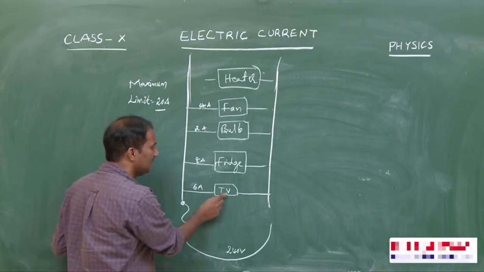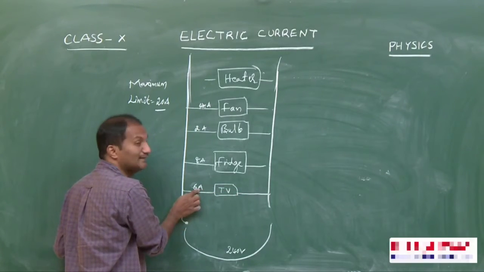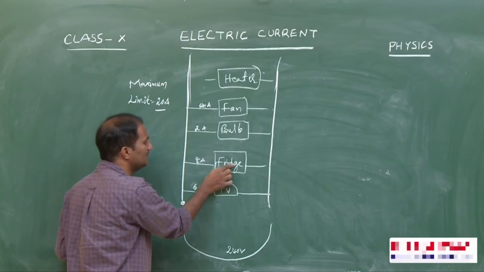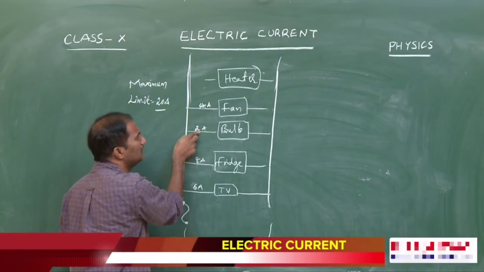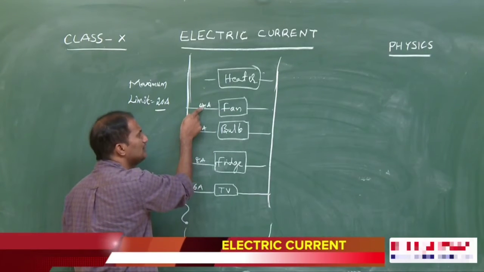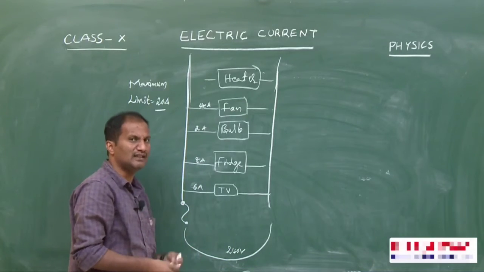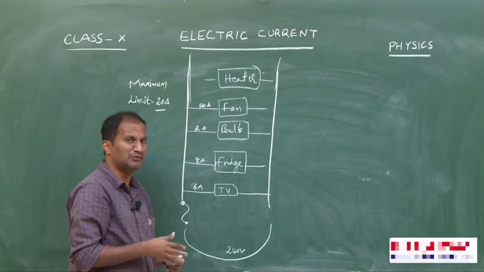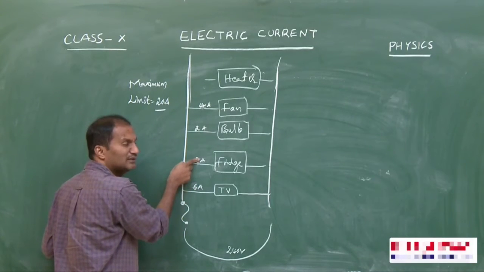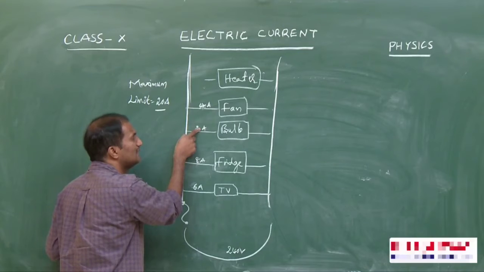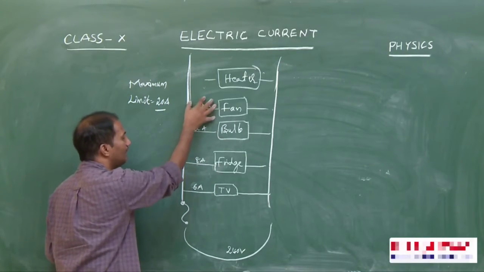Let a TV be consuming a current of 6 amps, a fridge consuming 8 amps, a bulb consuming 2 amps, and a fan consuming 4 amps. If all these are used at the same time, let us look at the amount of current drawn by them. That is 6 amp plus 8 amp, that is 14 amp, plus 2 amp, 16 amp, plus 4 amp, that is 20 amps. This is the maximum limit allotted to our home.